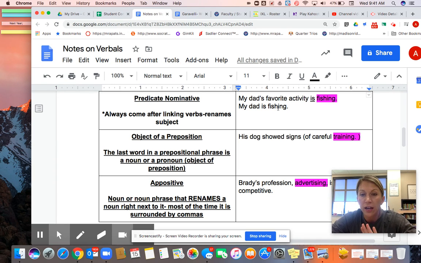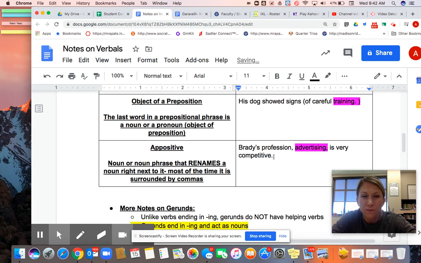Here's how you can figure that out. Dad is your subject. What is your dad doing? He is fishing. So is fishing is a verb phrase. We know that fishing is not functioning as a noun because fishing is not renaming dad. That's what your dad is doing, not what your dad is. Okay. So that fishing is not a verbal. It is just a verb.